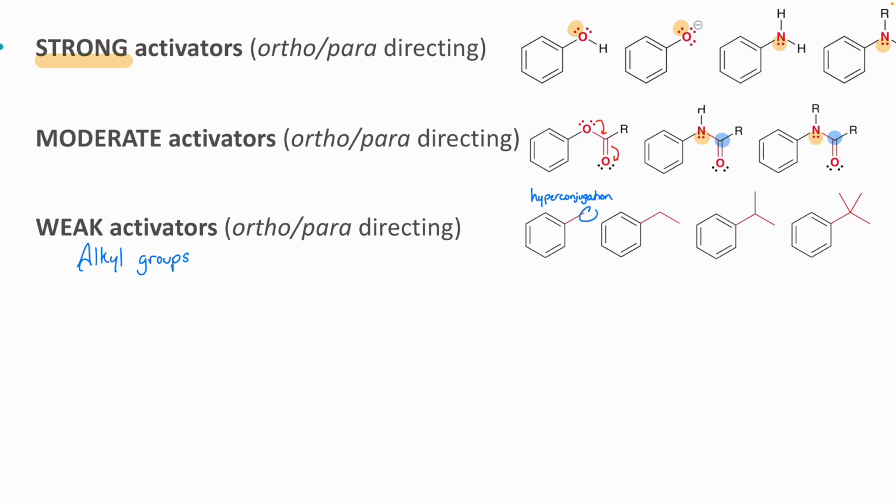You'll notice it doesn't matter the degree of substitution. We've got primary, secondary, tertiary. That's not relevant at all here. If there's carbons and hydrogens, that's going to be an ortho-para director.